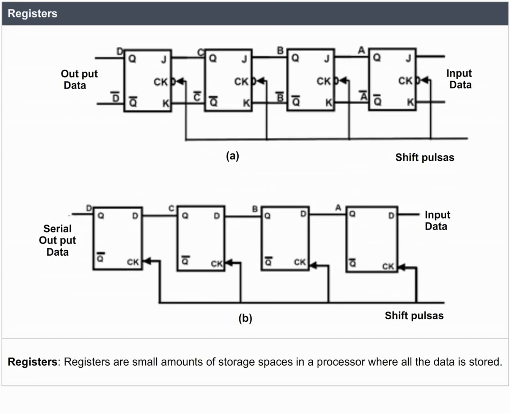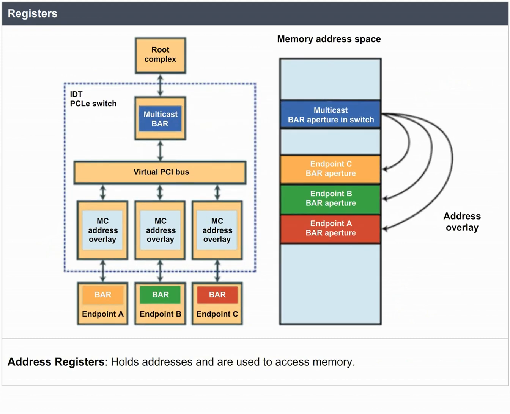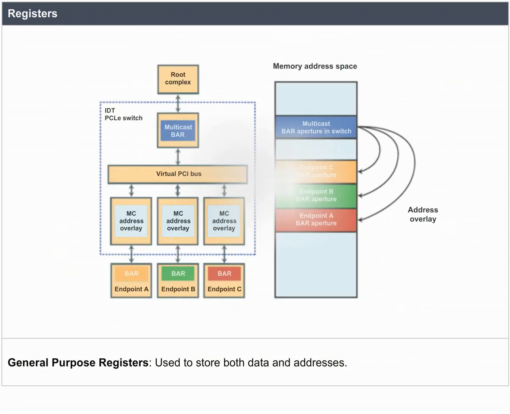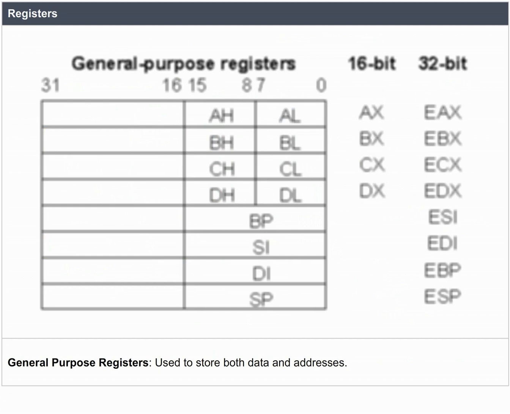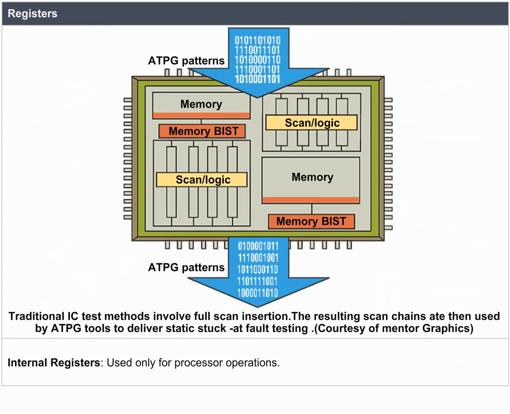Registers. Registers are small amounts of storage space in a processor where all the data is stored. Data registers hold numeric values, characters, floating points. Address registers hold addresses and are used to access memory. General purpose registers are used to store both data and addresses. Special purpose registers hold the program state, program counter and status register. Internal registers are used only for processor operations.